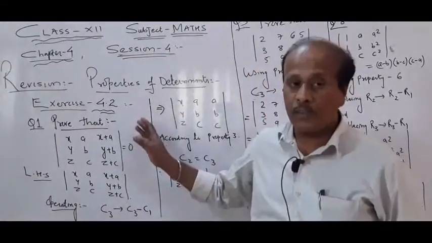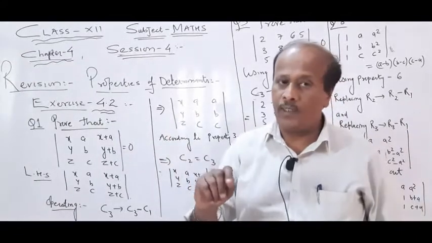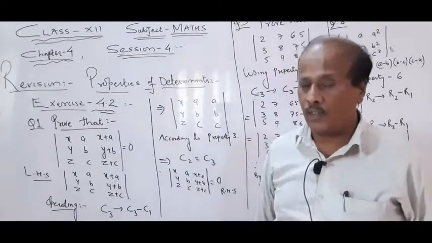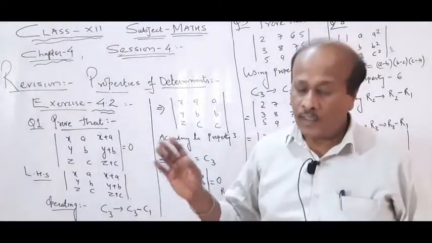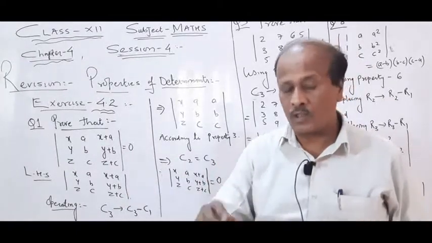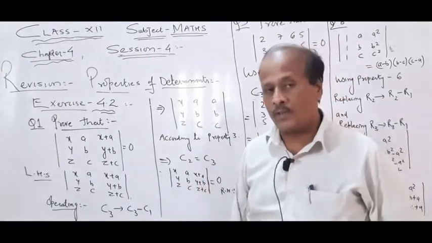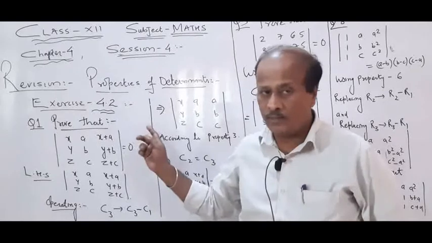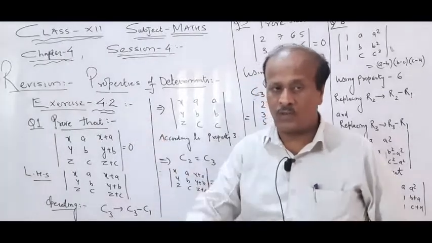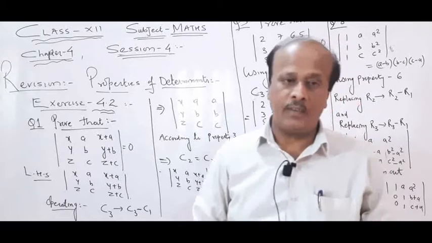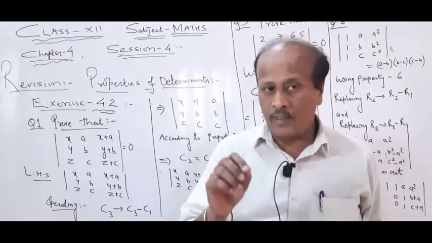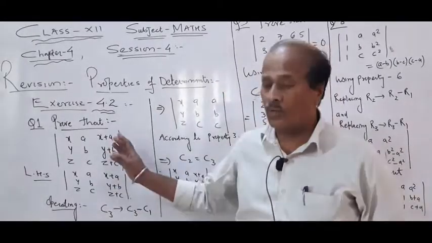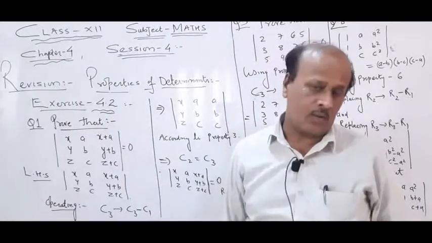So property number 6 says that you can multiply the elements of any row or column with a non-zero constant k, and you can add them to the corresponding row or column of that particular determinant. Why are we going to do so? Where is it necessary? Today you will come to know. Today I am going to use that property twice or thrice. So again, the last property is: you can multiply the elements of any row or column with constant k and add to any other row or column. The value of the determinant is not going to change.